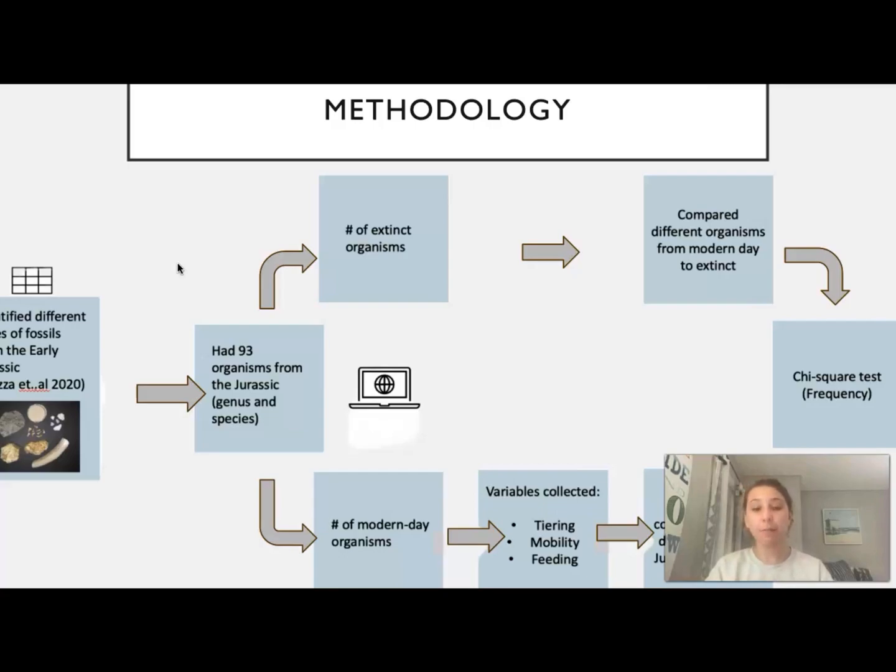And from the number of modern-day organisms, I collected variables such as tiering, mobility, and feeding, and I organized and compared modern-day organisms to Jurassic organisms. And from the number of extinct organisms, I compared different organisms from modern day to extinct. And finally, a chi-square test was used to run the frequency of the two groups.